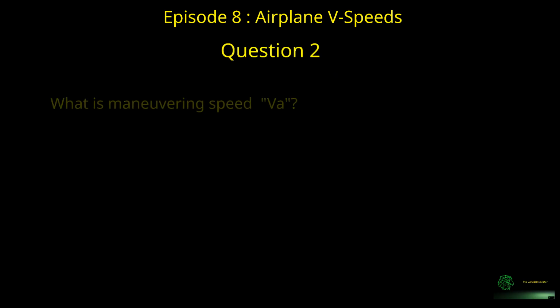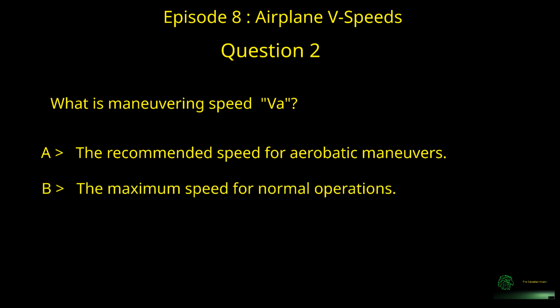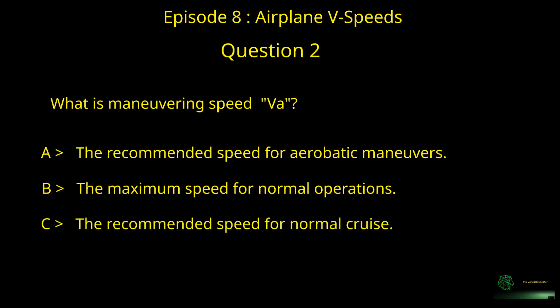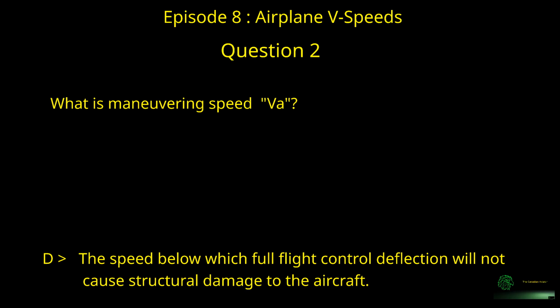Question number 2. What is the maneuvering speed VA? A. The recommended speed for aerobatic maneuvers. B. The maximum speed for normal operations. C. The recommended speed for normal cruise. Or D. The speed below which full flight control deflection will not cause structural damage to the aircraft. That's right. D is the correct answer, the speed below which full flight control deflection will not cause structural damage to the aircraft.